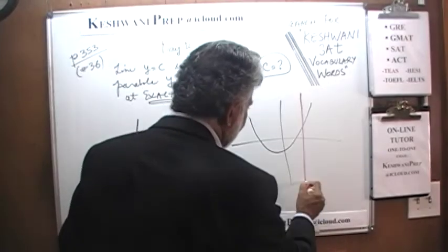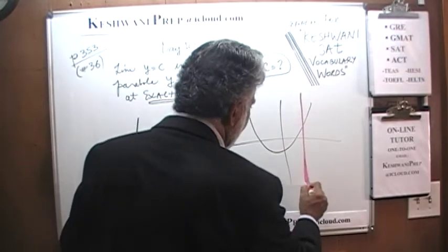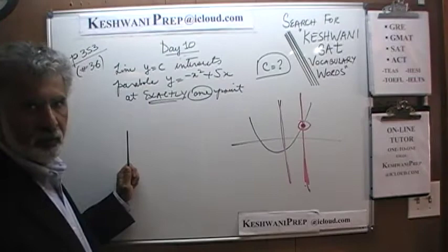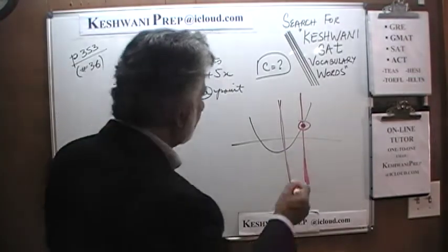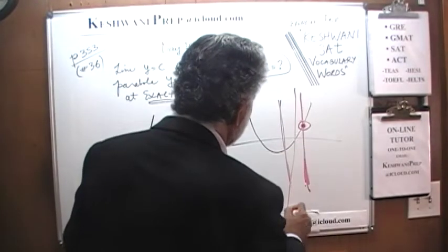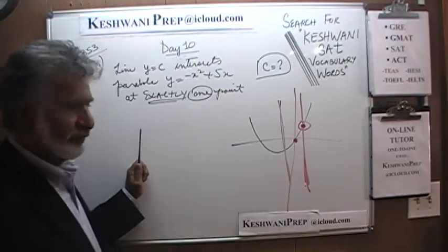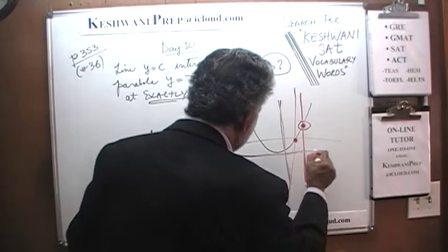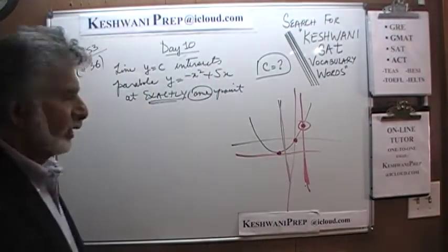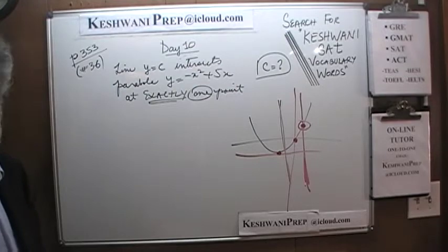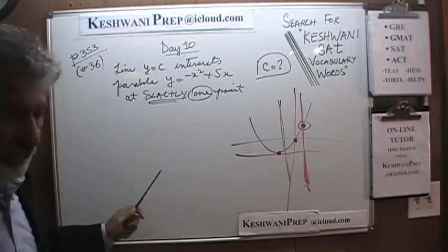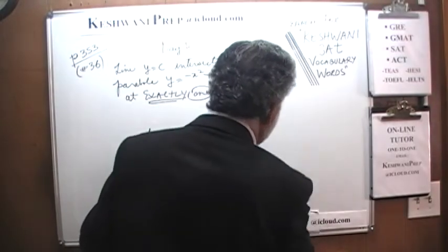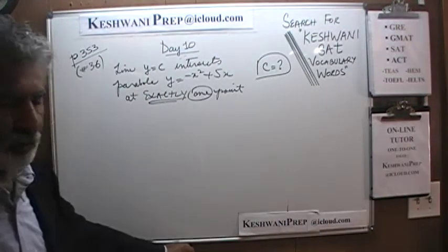It could be a simple vertical line going parallel to the y-axis, and it will only intersect the parabola at one point. Or it could be a line like this. It's not exactly vertical, but it intersects at one point. Or perhaps a line like this, where this happens to be the vertex of the parabola, and it intersects there. So that's what we're looking at. And in those scenarios, we'll have one solution. The question is, what would c have to be for that to be true?